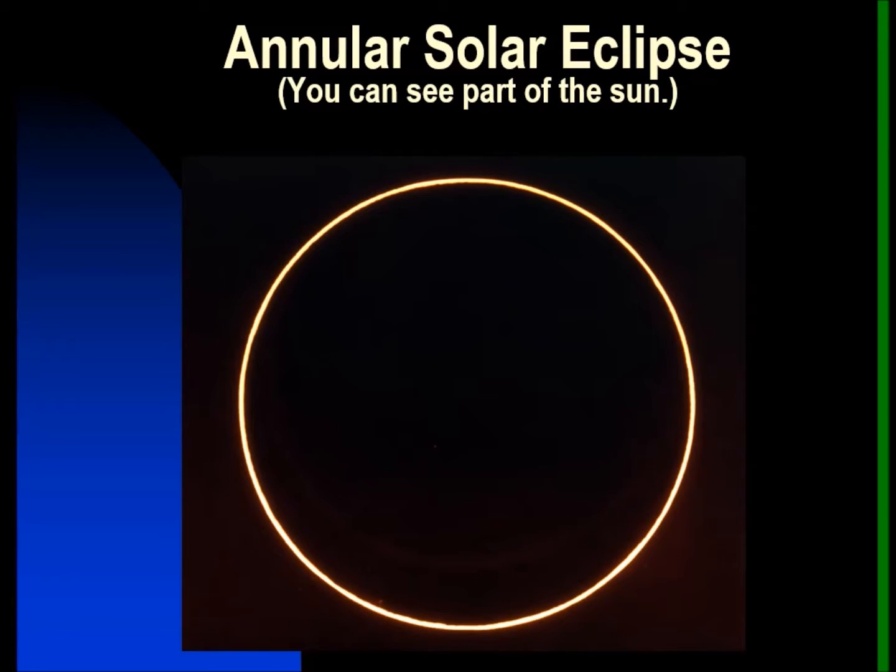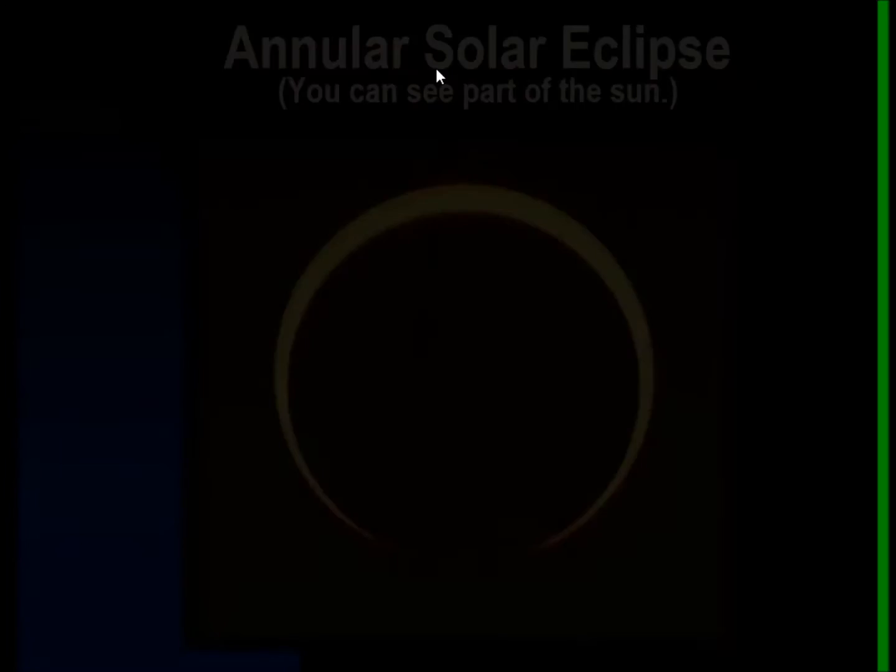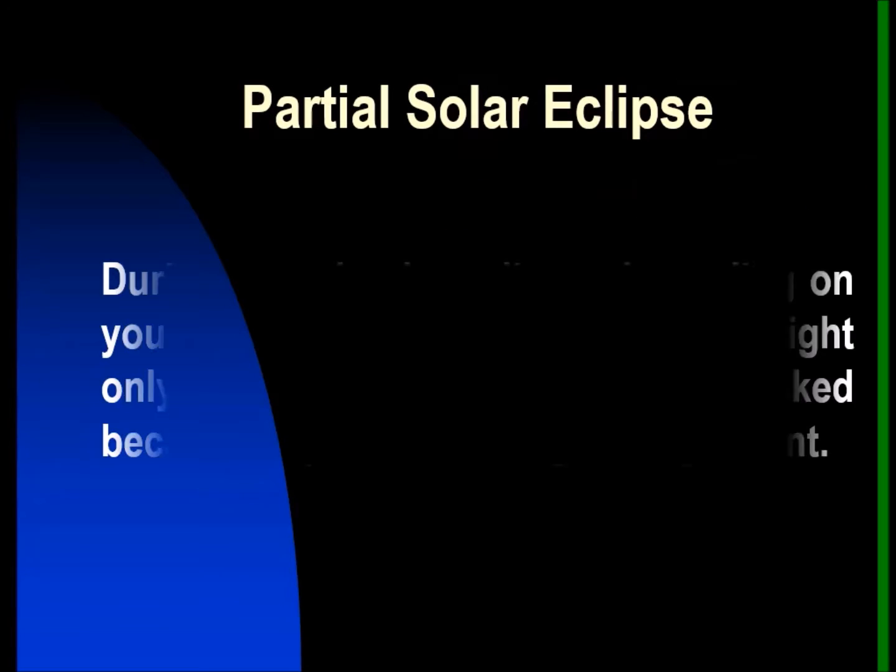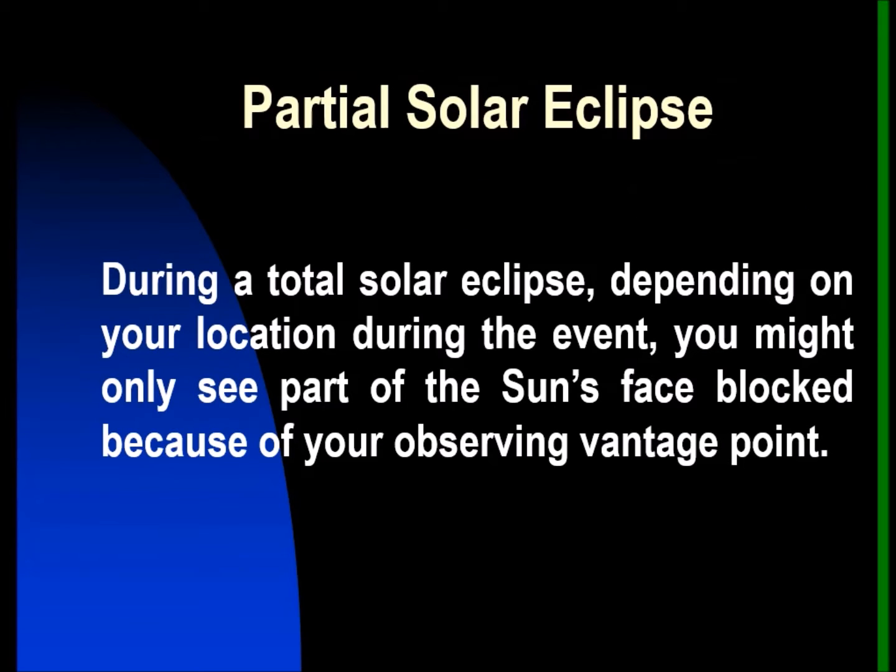An annular solar eclipse is really cool too, because you can actually see the ring of the sun around the moon, and that's called an annular solar eclipse. There's some examples of that. And then partial solar eclipse. It just depends on where you are. If you're in an eclipse region, you might see a partial eclipse, or you might see a total eclipse.